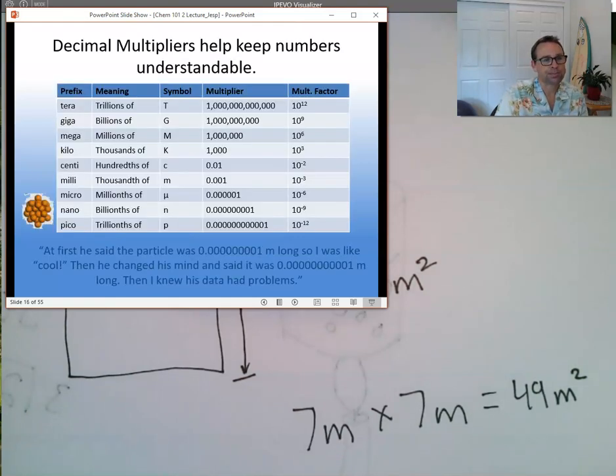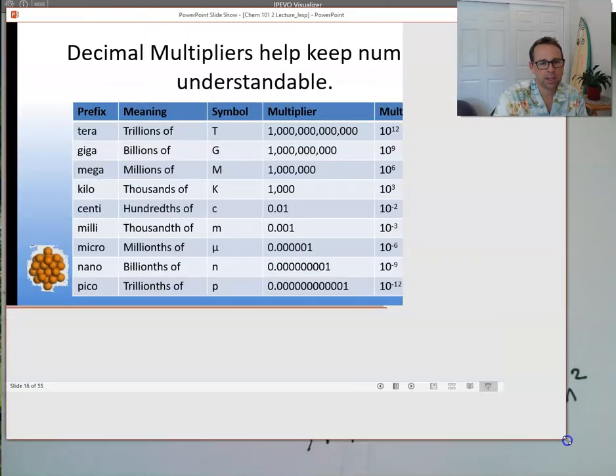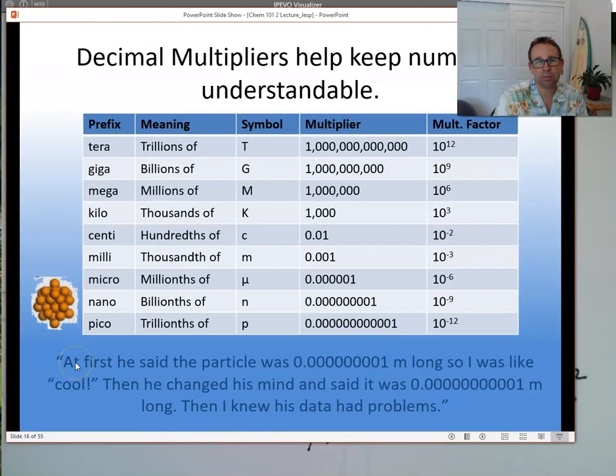Okay, so we also have ways to describe lengths or masses or whatever unit we are talking about in very large or very small amounts. One time I had a conversation with somebody, and at first he said the particle was 0.000000001 meters long. So I was like, cool. Then he changed his mind and said it was 0.00000000001 meters long. Then I knew his data had problems.